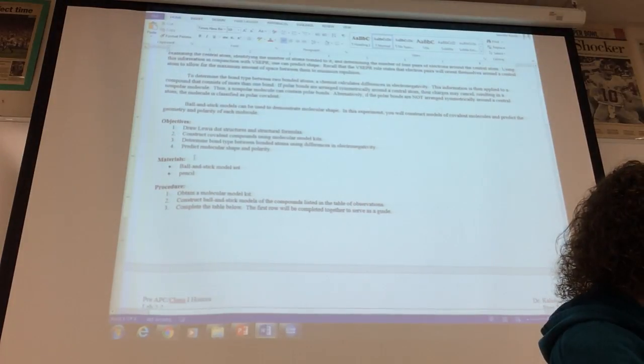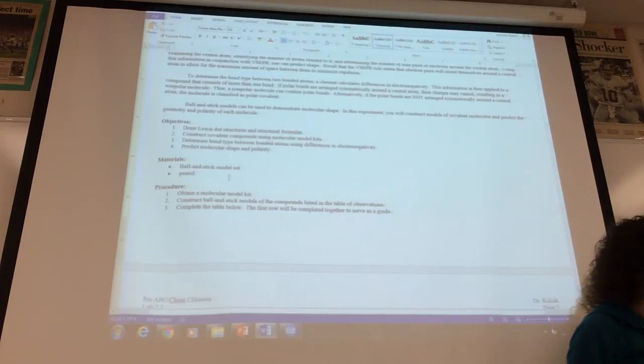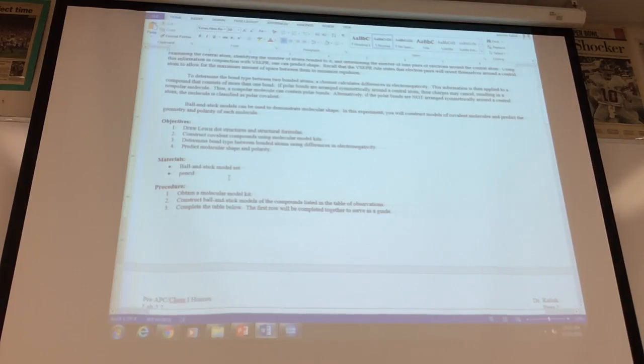I will give you a ball and stick model set with your molecular model kits. Some of the kids left them at the bench top. Just make sure that you take the one that goes with your group. You're going to be picking up 2 kits. So if you're group 7, you get 2 kits that are rubber banded together.